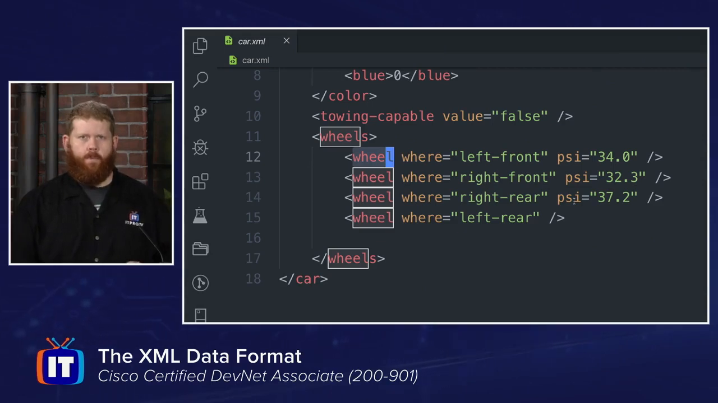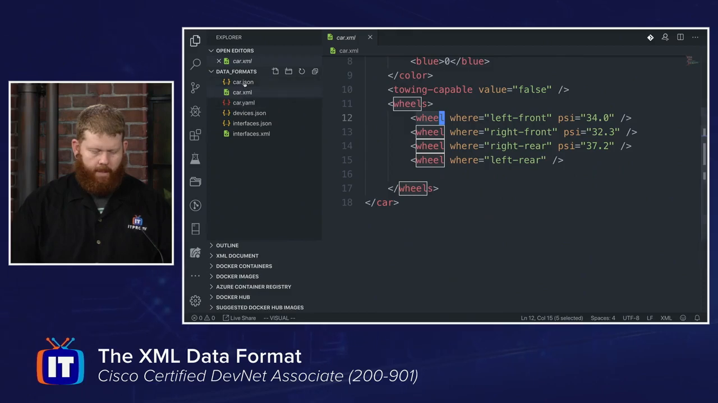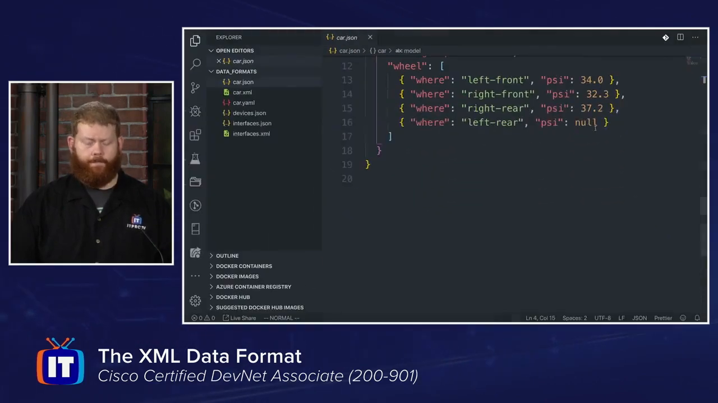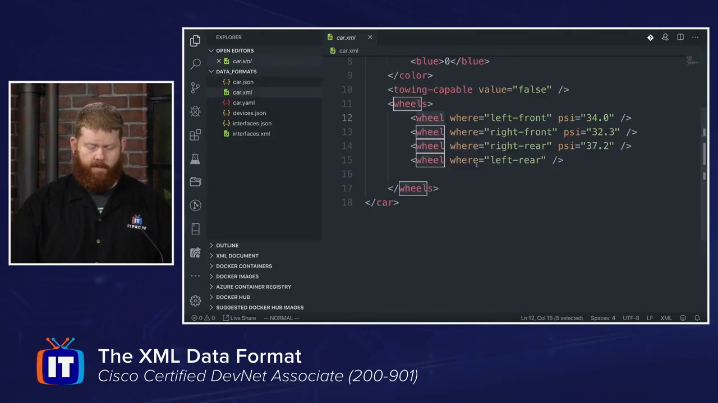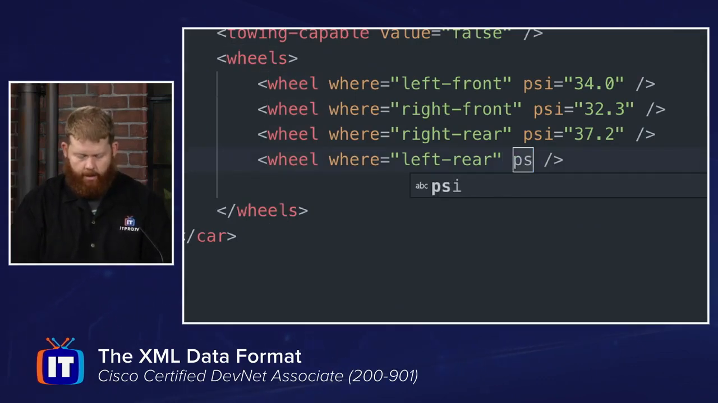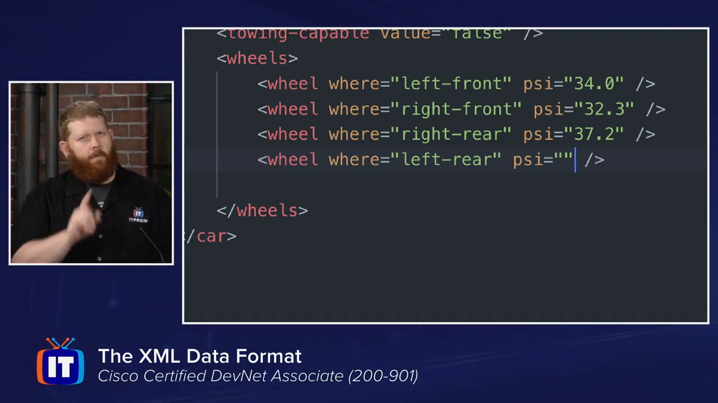And if you remember back to the JSON document, and actually let me just show you real quick, JSON, this last wheel had a null, right? Well, if I come to this XML, there's just nothing there. Now, could I have done something like this? Absolutely. But you know what that tells me?